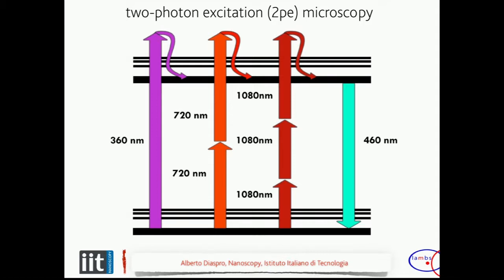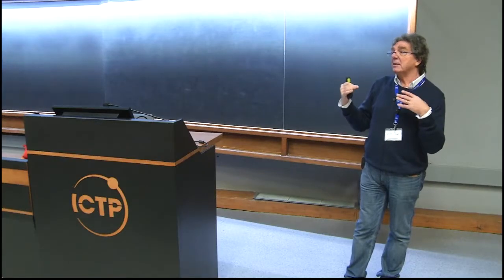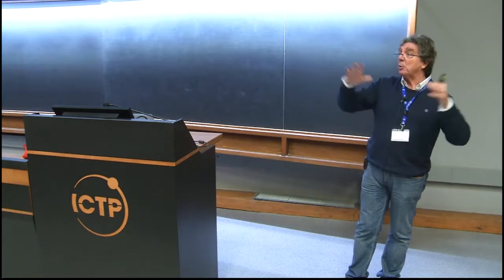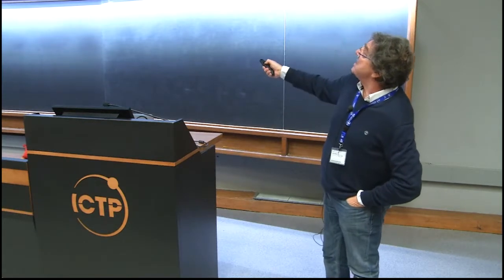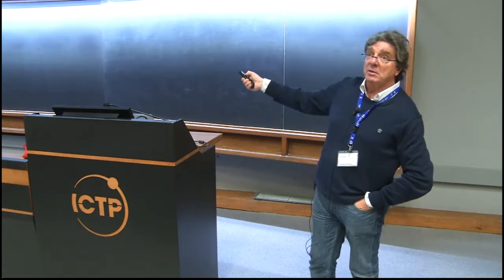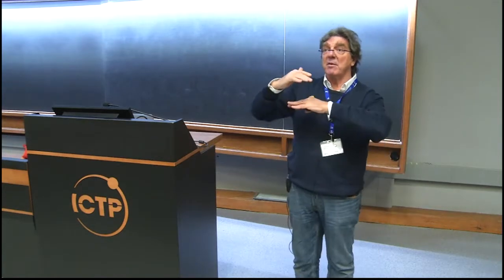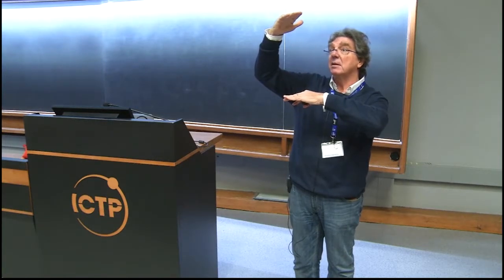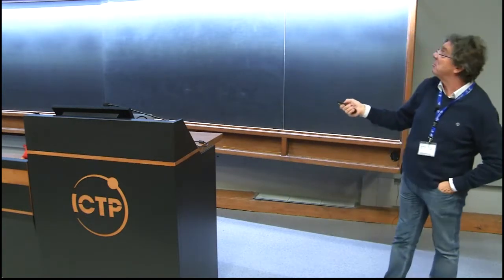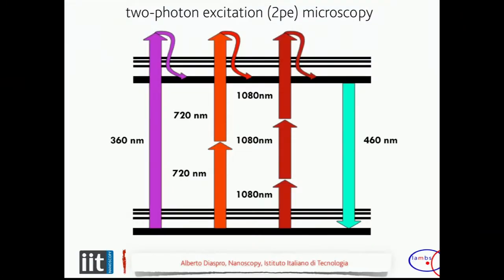Now, you can use 5 plus 5, so 720, 720. From the point of view of the sample, it's better because red light is absorbed definitely less, except for the water windows. In terms of the signal that you receive back, nothing changes. You have fluorescence, you have the excitation process primed, so you have fluorescent molecules in the excited state, and so the relaxation follows the very same rule of the single photon excitation.